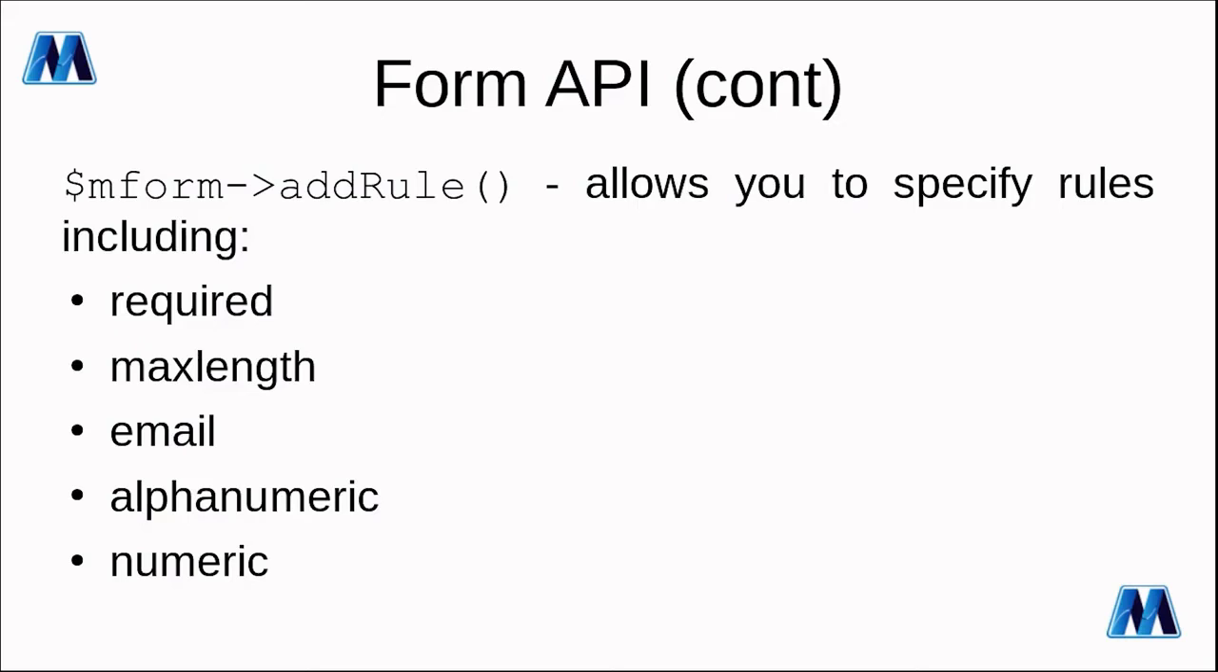Then we carry on with another method, the add rule, which allows you to specify rules for the field. So you would specify things like required, that would make the field required, so a value needs to be input. Max length, email, if it's only an email field. Alphanumeric and numeric. These are rules that are now built into HTML anyway. But remember, as we said before, we are working with an old HTML library.